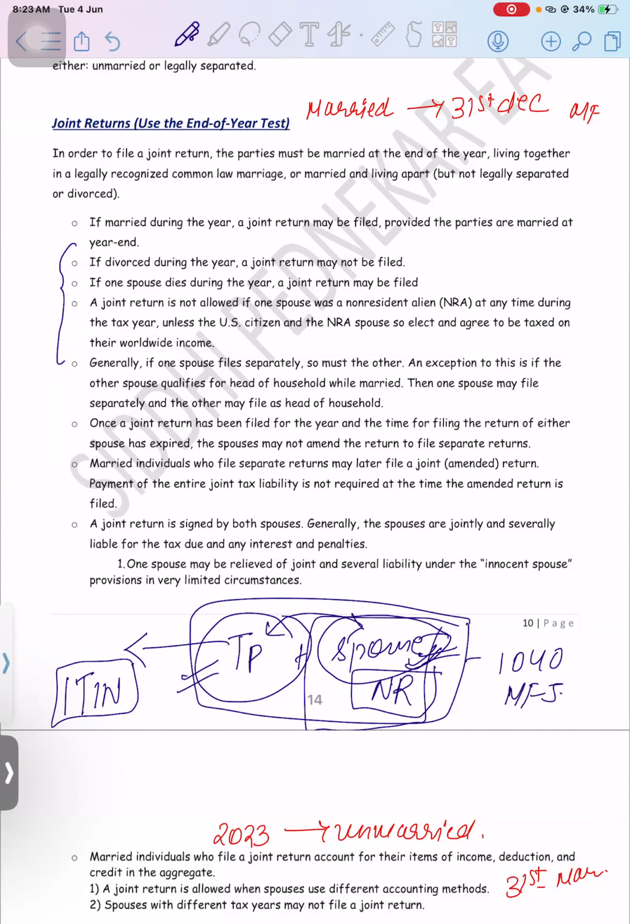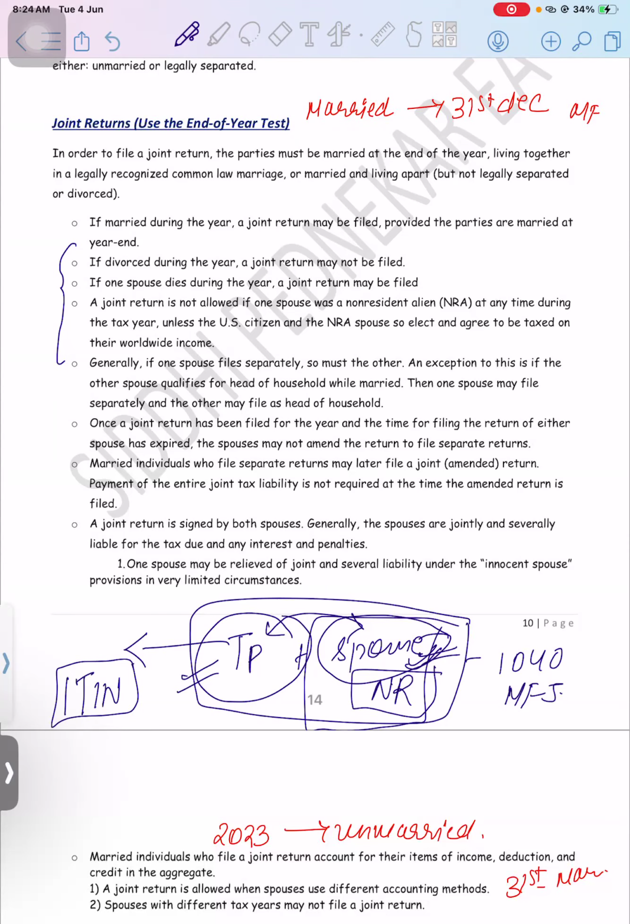It's not compulsory to go for paper filing. If you don't have an SSN, you can apply for an ITIN. If you don't have an ITIN either, you can't file the return. Even when paper filing, you need the ITIN. You need some identification number. Okay.